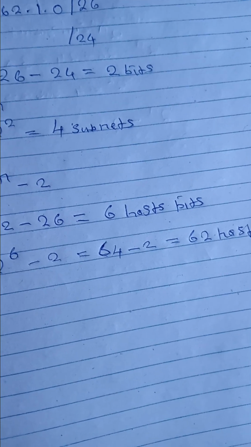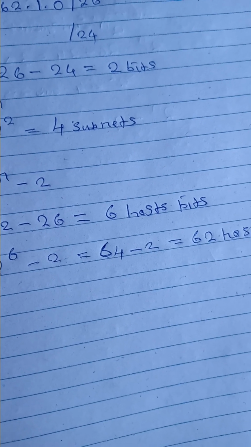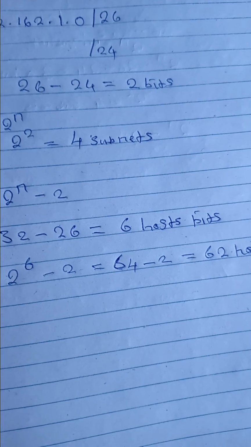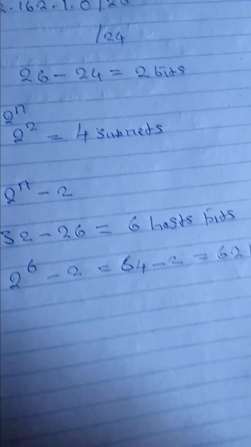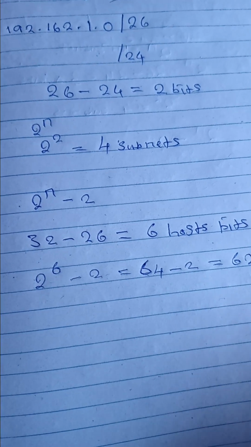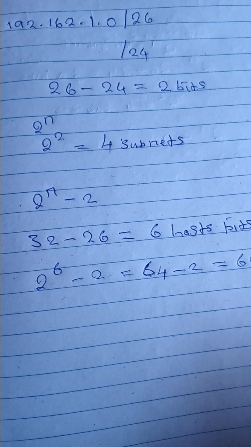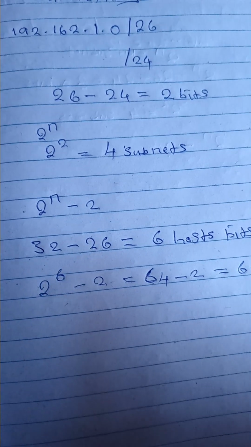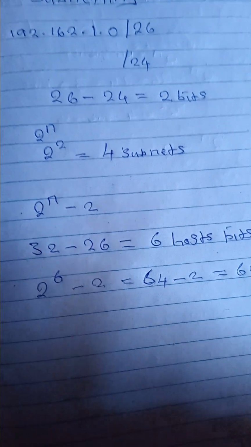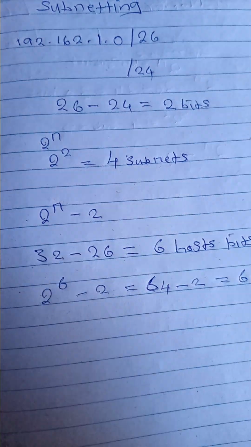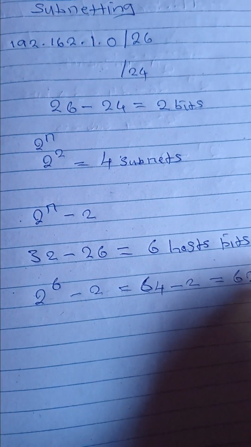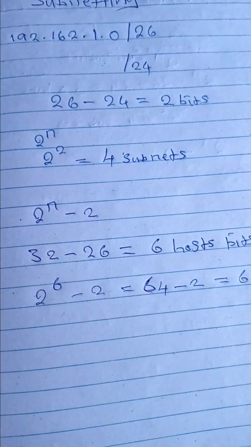Okay, so why did we subtract 2? These 2 represent 2 hosts. One is the network IP address, and the other one is the broadcast address. The first one is going to be the network IP address, and the last one is going to be the broadcast address.